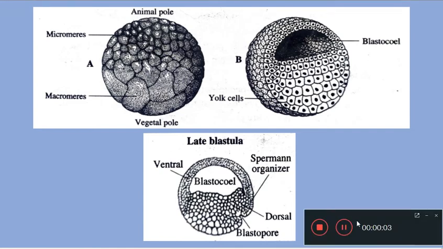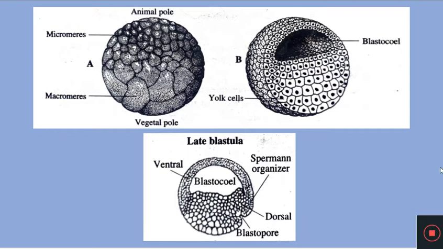We will go to the processes which are involved in the gastrulation in frog embryo. So, gastrulation is a process in which a single layered blastula is transformed into a double or a triple layered gastrula. So, first we will go to the structure of the blastula before we go to the gastrula.